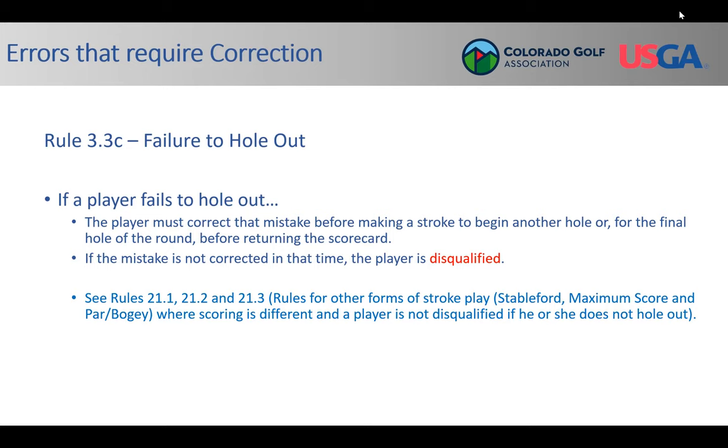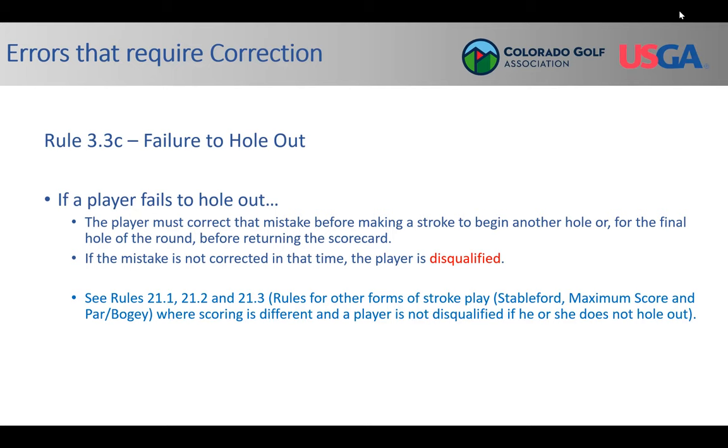But in our other forms of stroke play, Stableford, max score, par bogey, where the scoring functions a little bit differently, if a player fails to hole out, we're not going to disqualify that player. We're just going to do whatever the rules say we're modifying in those forms of play, and apply the rules that way.